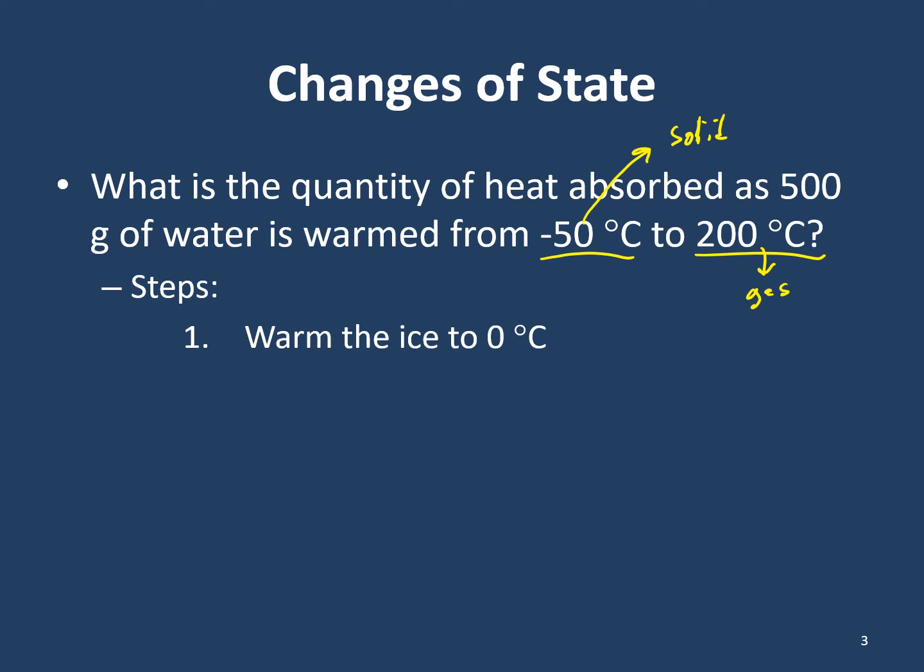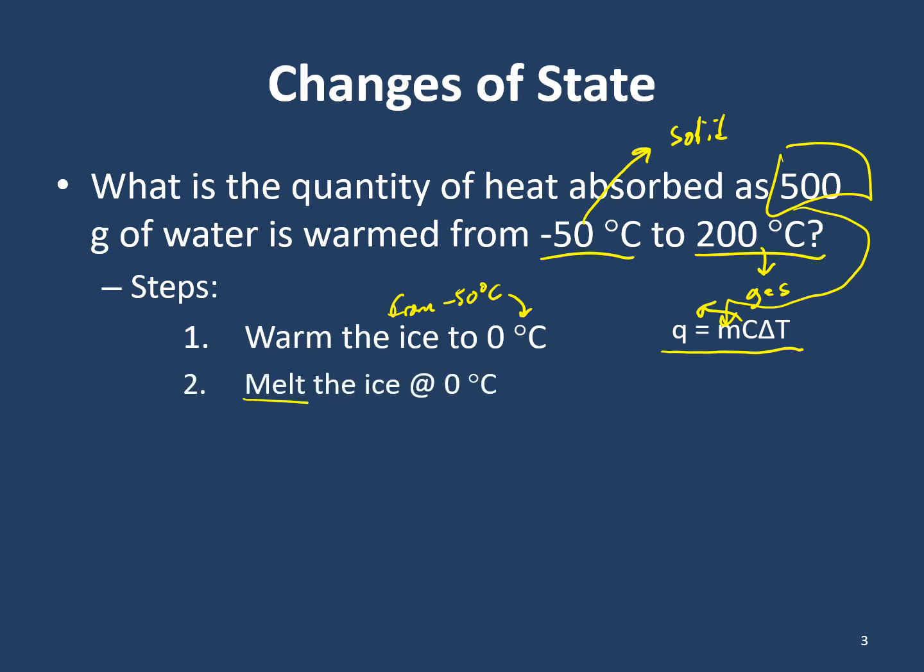The first step is to warm the ice from -50 degrees Celsius to 0 degrees Celsius. In this step, we're not changing the physical state of the water, so we're going to use Q is equal to MC delta T. Now C here has a different value. It's not 4.184 because ice, solid water, has a different C than liquid water. But otherwise, it's the same idea. Our 500 grams here, that's our M. Our delta T is going to be T final is 0 and T initial is -50. And we can look up the specific heat.